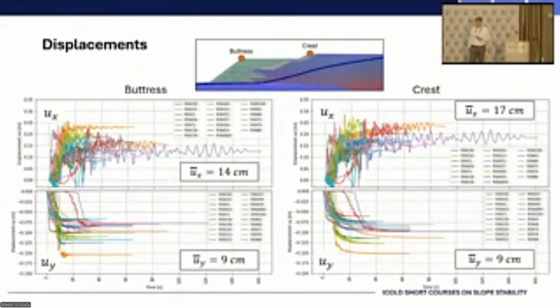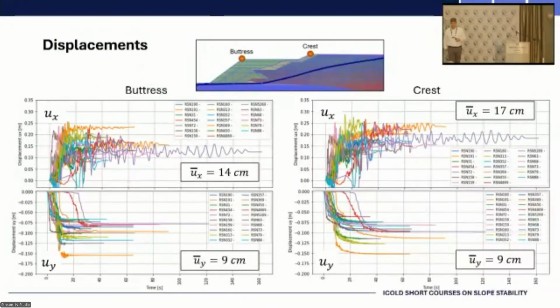Displacement, and these are the results obtained. We're coming close to the end of my presentation because I will only give you a couple of slides with the results. So these are the displacements obtained at the top of the buttress and at the crest for all these 20 ground motions.